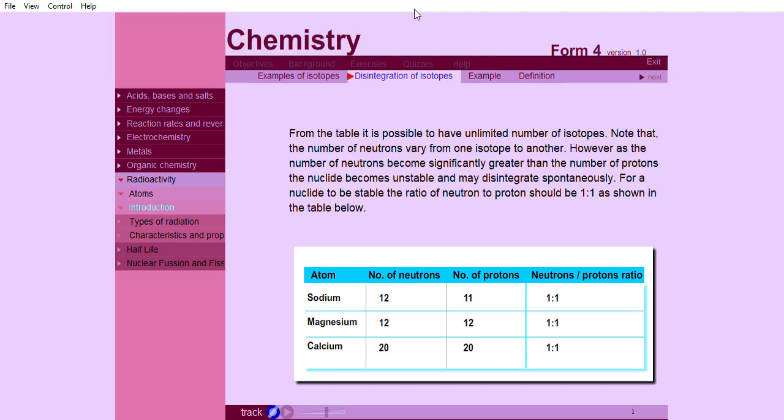However, as the number of neutrons becomes significantly greater than the number of protons, the nuclide becomes unstable and may disintegrate spontaneously. For a nuclide to be stable, the ratio of neutron to proton should be 1:1.